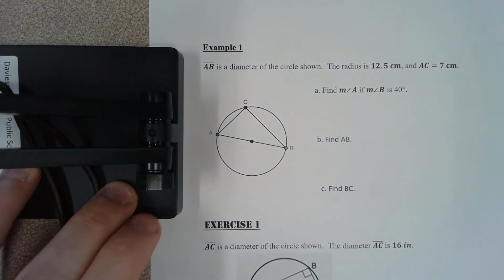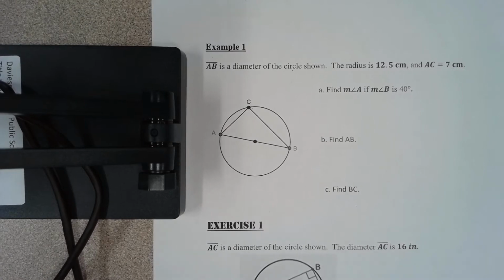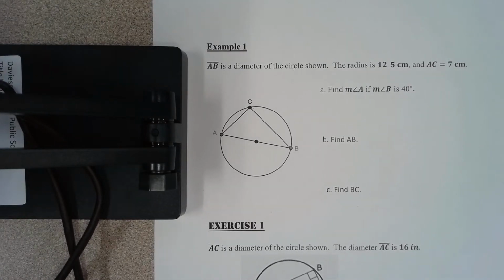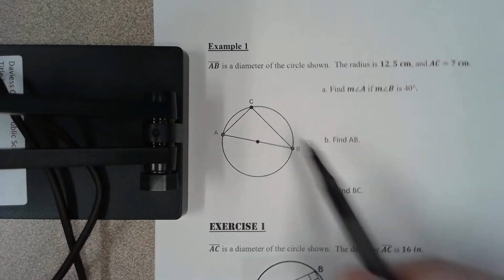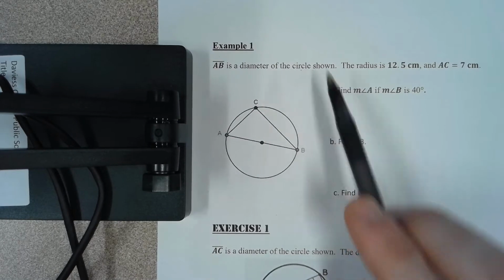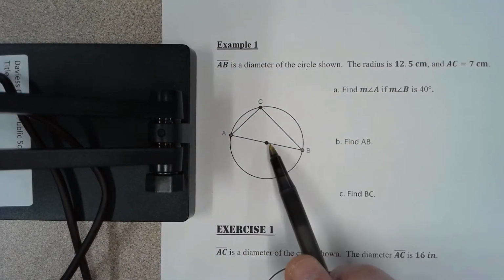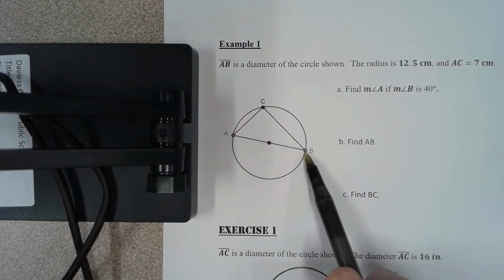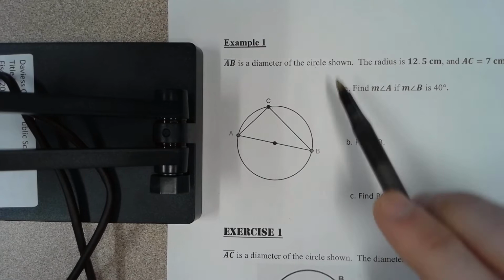Okay, so let's do an example involving Thales' theorem. So we have this circle. AB is a diameter of the circle shown, meaning from A to B, this is the diameter. It's crossing through the center, and I'm going from edge to edge. So this is the full length of the circle, so AB is my diameter.